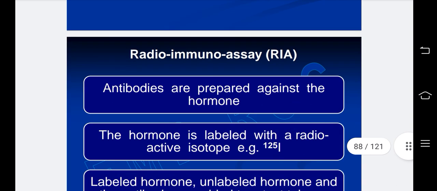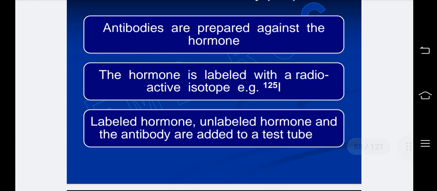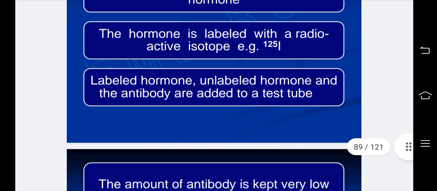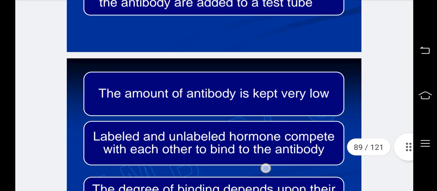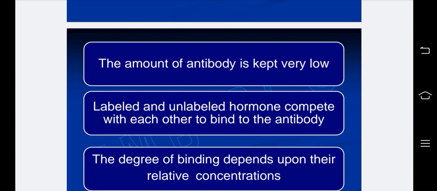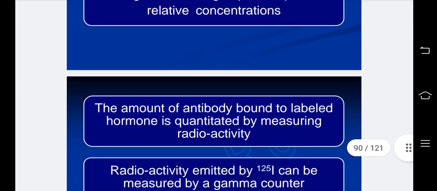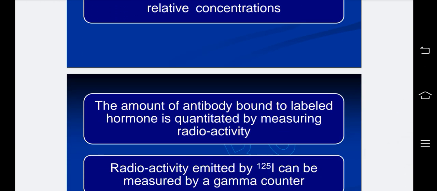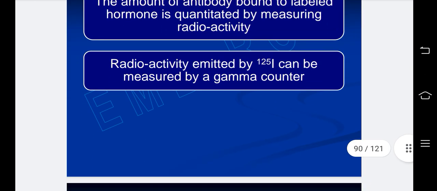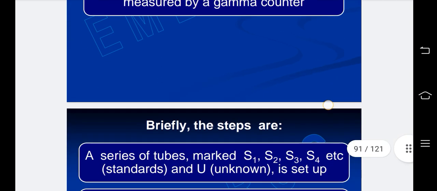Radioimmunoassay (RIA). Antibodies are prepared against the hormone. The hormone is labeled with a radioactive isotope. Labeled hormone, unlabeled hormone, and the antibody are added to a test tube. The amount of antibody is kept very low. Labeled and unlabeled hormone compete with each other to bind to the antibody. The degree of binding depends upon their relative concentrations. The amount of antibody bound to labeled hormones is quantitated by measuring radioactivity. Radioactivity emitted by iodine 125 can be measured by a gamma counter.